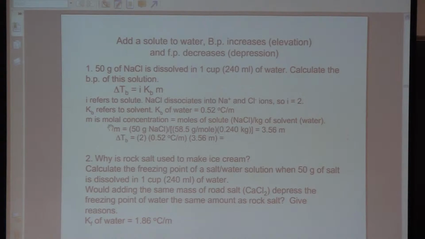M is the molality of the solution. Molality is a little bit different than molarity. Molality is the moles of solute per kilogram of solvent. So we can calculate molality.